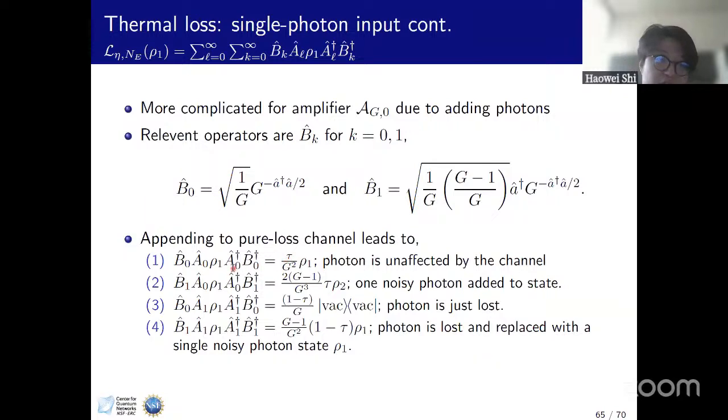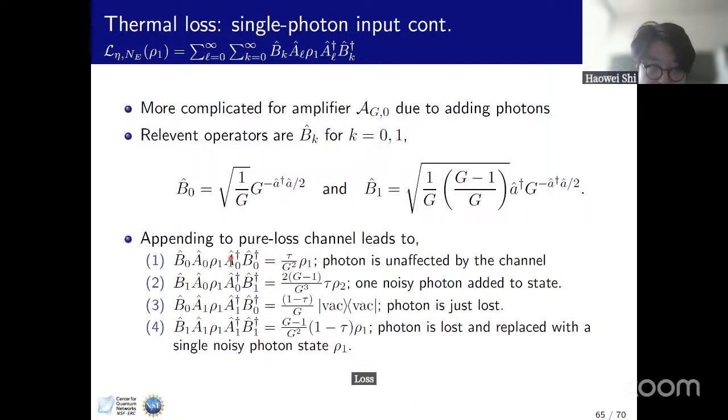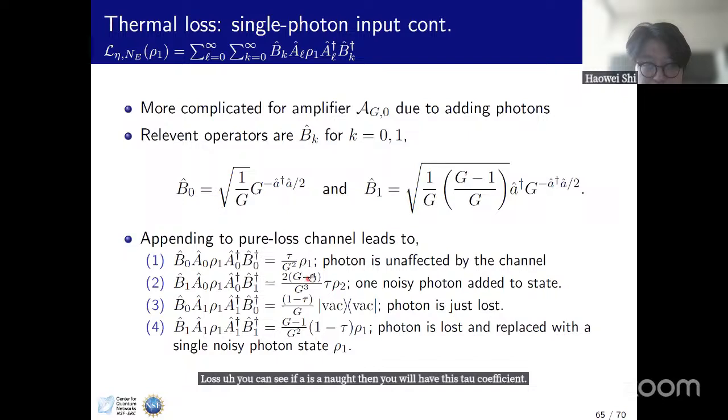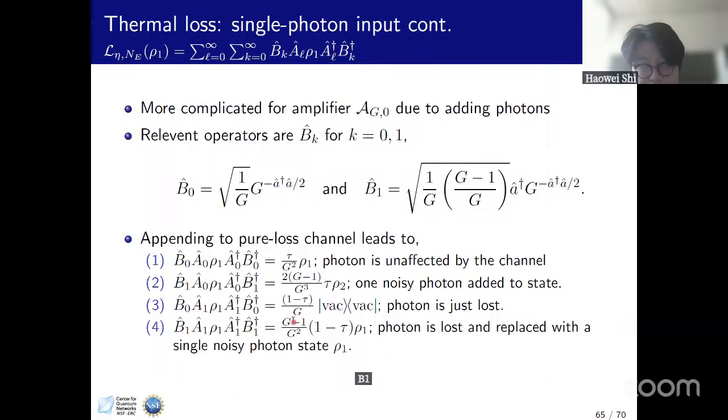This can actually be verified in those probability amplitudes. If the photon is transmitted in the first channel loss, you can see if A is A naught, then you will have this tau coefficient, while the G minus one coefficient comes from whenever the photon adding happens in the amplifier, B1. If B1 happens, you have this G minus one factor.